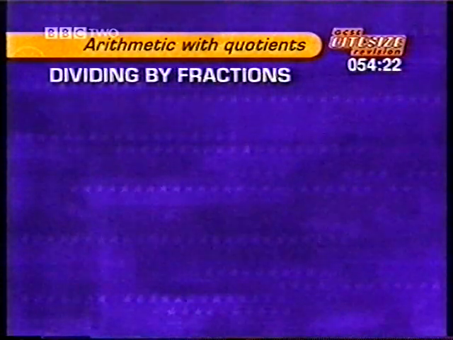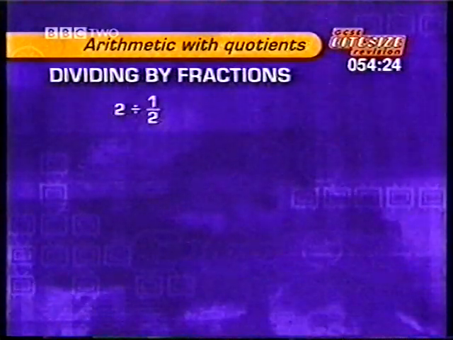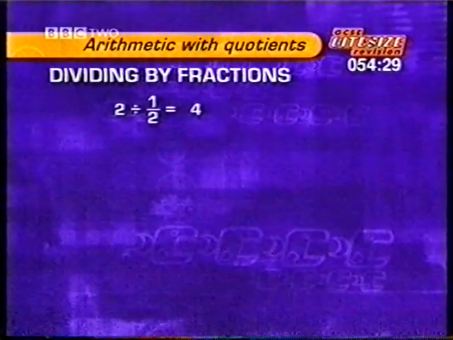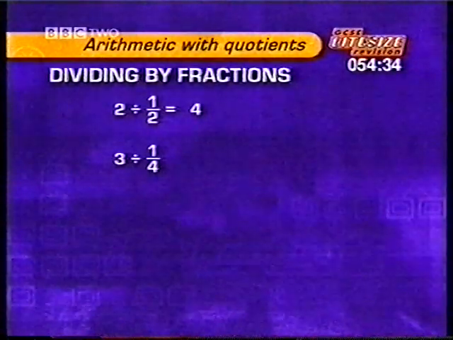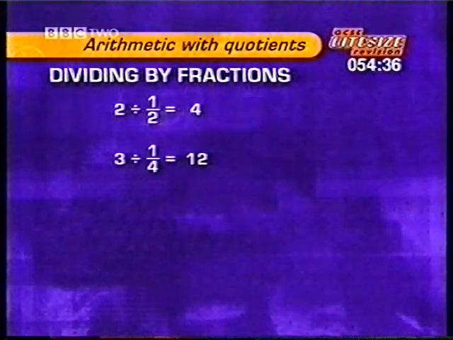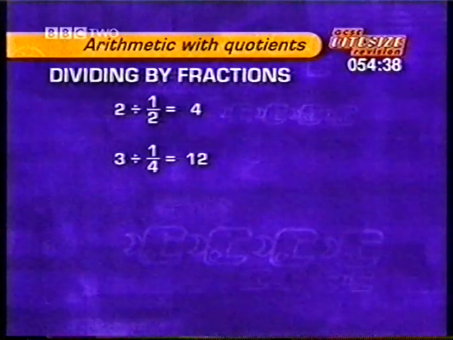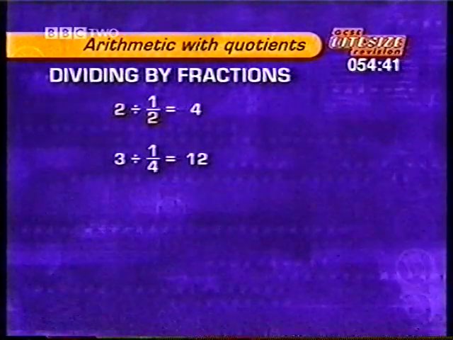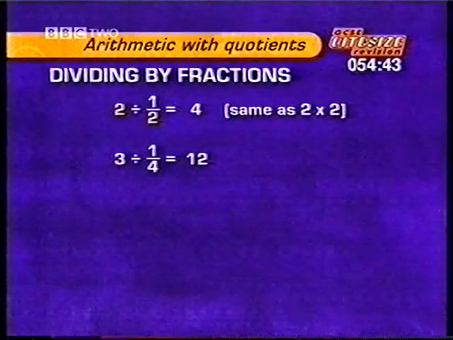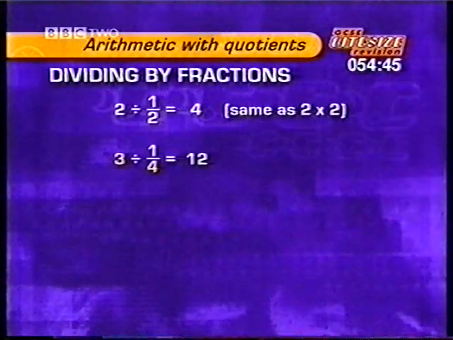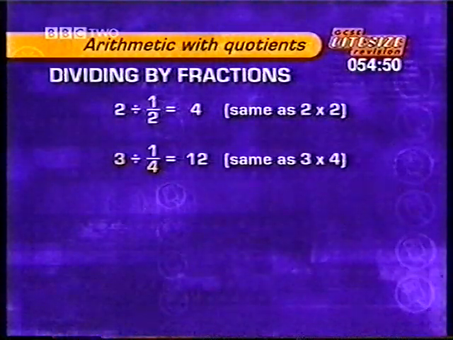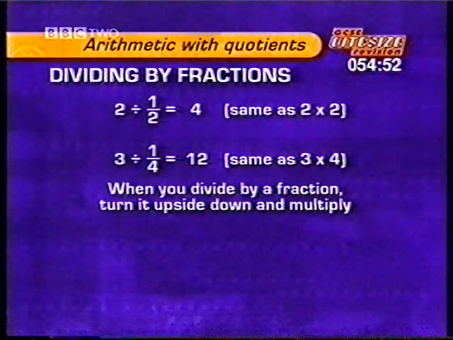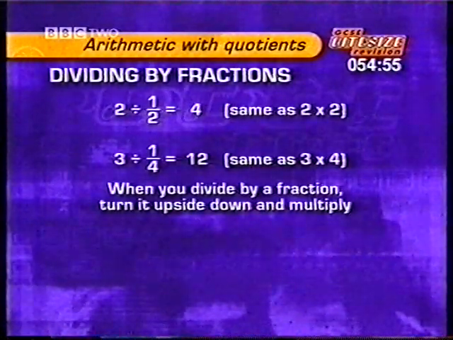Next, dividing by a fraction. 2 divided by a half: the number of halves in 2 is 4. 3 divided by 1/4: the number of quarters in 3 equals 12. You might notice that the answer to 2 divided by a half is the same as 2 times 2, and the answer to 3 divided by 1/4 is the same as 3 times 4. So when dividing by a fraction, the effect is the same as turning the fraction upside down and multiplying.